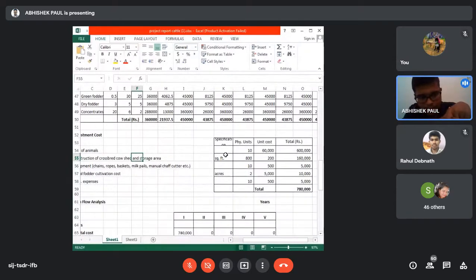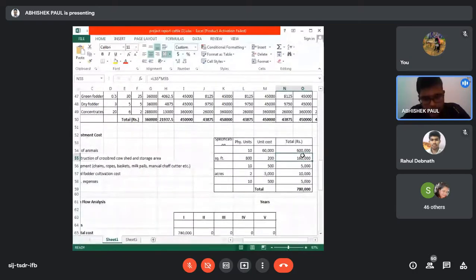You have to do it like this: for the animal house, 40 square feet of area is required for an individual cow, and storage and other areas you need to calculate separately. But as per this project, they have added everything together. They are assuming the total area required will be 800 square feet and the unit cost will be 200 rupees. Then the amount comes to 1,60,000, and this is also based on assumption.